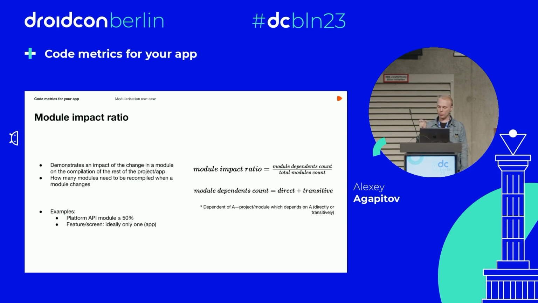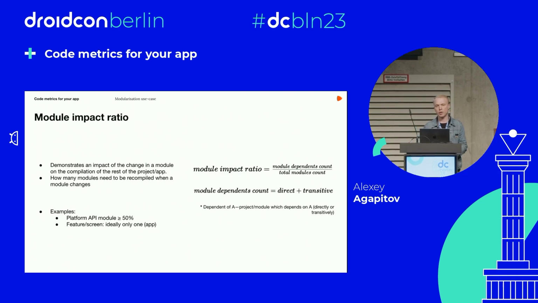And just to give you maybe an estimation, what is the good ratio, what is the bad ratio? So for example, with the platform API modules, which are supposed to be used across the whole app, so every feature needs, for example, something like network layer, right? Or almost every feature. So it's fine for that API module to have a high impact ratio.